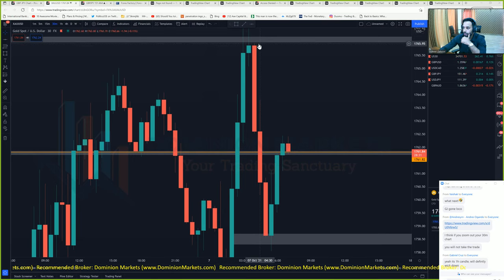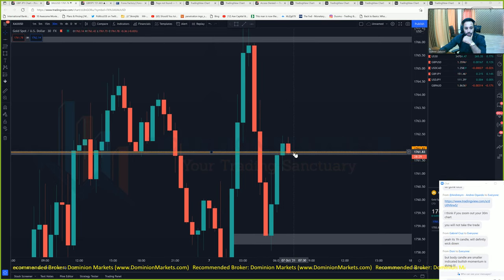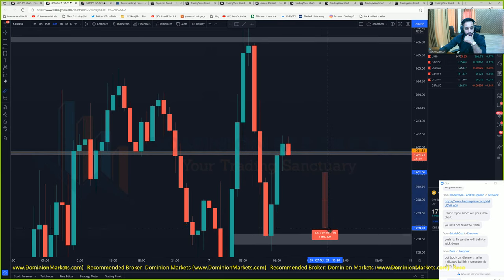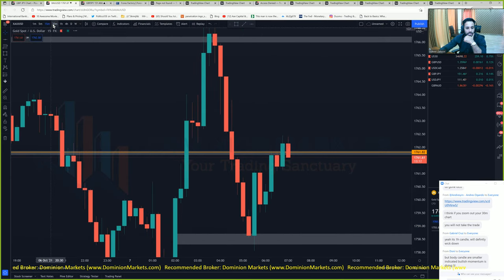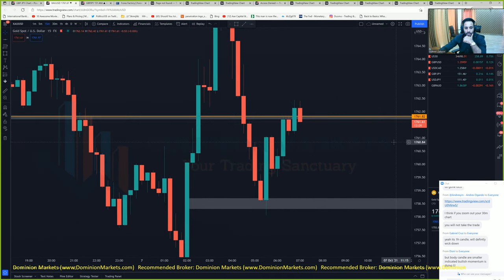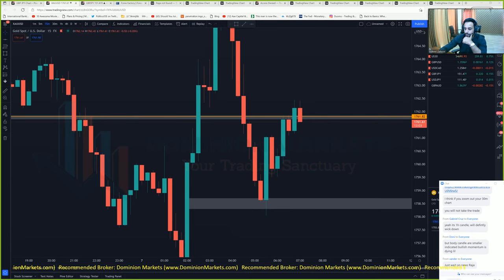What can happen is we can consolidate right here before the unemployment claims and then move up. Or if we break below 1761, then we can potentially continue down to retest the lows at 1758. Right? That can also happen. So at this point, I'm just waiting for this 15-minute candle to close, and then possibly the 30-minute candle to close as well. Yeah, just gonna wait.